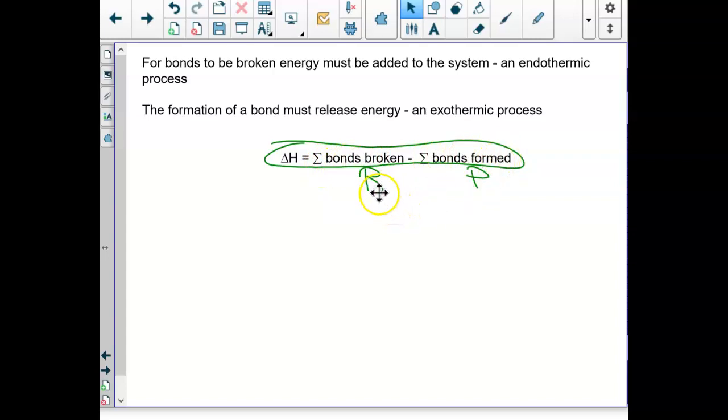This is the first time reactants will be first. Reactants are first, products are last. So don't get those two confused. In the other parts of the unit, we've always done last as first and first as last. In this part, when we're talking about bonds being broken and bonds being formed, you're going to put reactants first and products last.